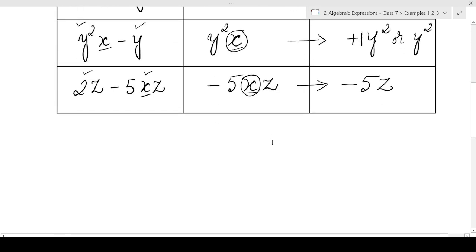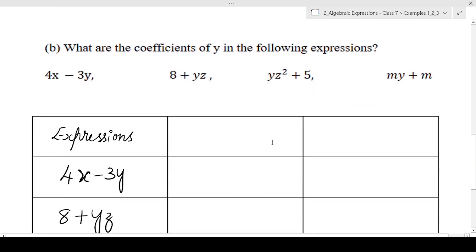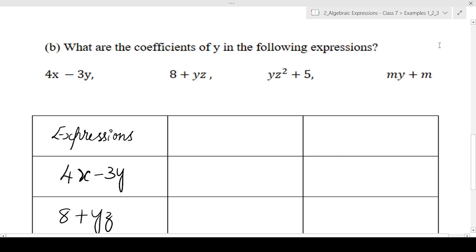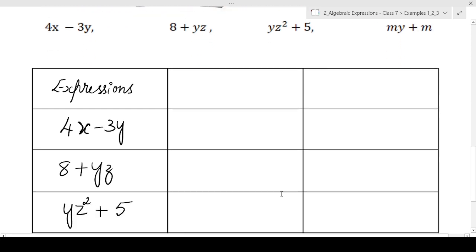Let us solve the next problem. Okay, so what are the coefficients of y? Now in this problem, they have asked you to find out the coefficient of y. So always it is not necessary that they ask x. Okay, in this problem, they have asked y. Let us go ahead and solve it. I've written already the expressions.